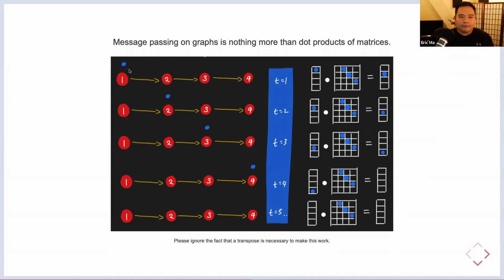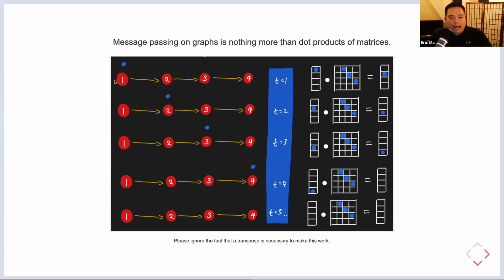And if you do that over a number of time steps, as we're showing over here, as you go from time step 1 to time step 2, the blue dot will pass from node number 1 to node number 2 based on the arrows between node 1 and 2. If you do that again, it goes from 2 to 3, 3 to 4, very intuitive stuff.